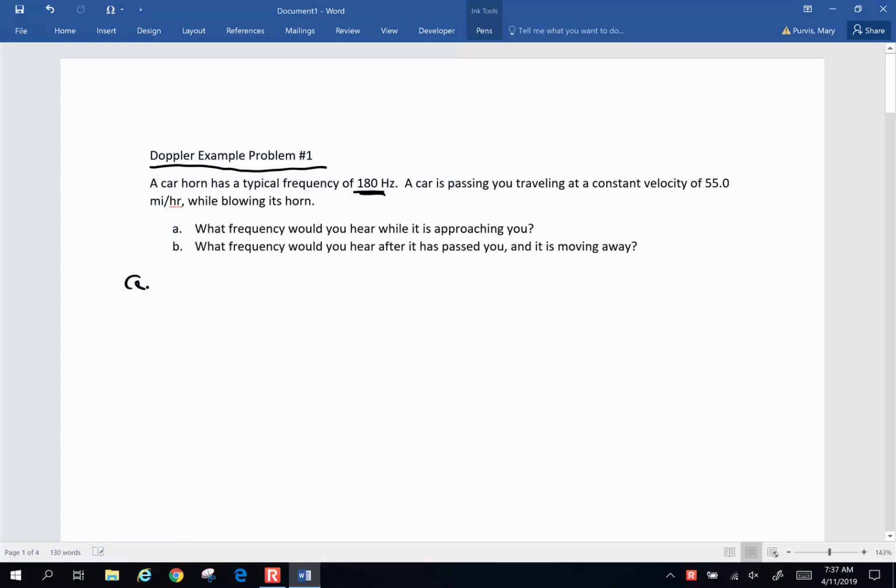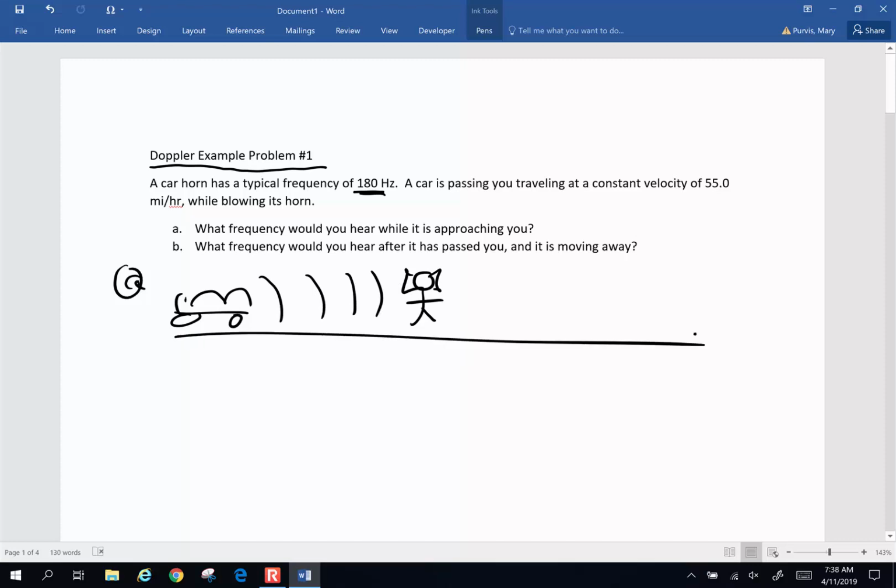So let's look at part A first. The car is moving towards you. You are the observer. Here's your little ears. And the waves are approaching you, and we want to know what frequency you're going to hear. Now, this is a Doppler problem, so we're going to use the Doppler equation that says the frequency observed is the frequency of the source, times the velocity of the wave, plus minus the velocity of the observer, divided by the velocity of the wave, minus plus the velocity of the source.